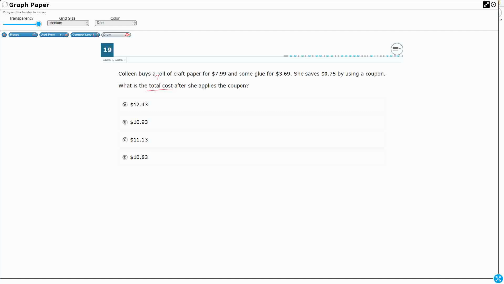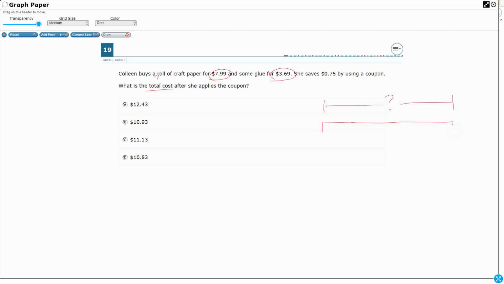So if I'm going to draw a strip diagram, my total is going to be up here, and it is unknown. So it is what I'm looking for. So what is the relationship between these three numbers, the $7.99, the $3.69, and the 75 cents? Well, when you are buying things, you're going to buy $7.99 and you're going to buy that $3.69. Okay, so those are the two things that she's going to buy.